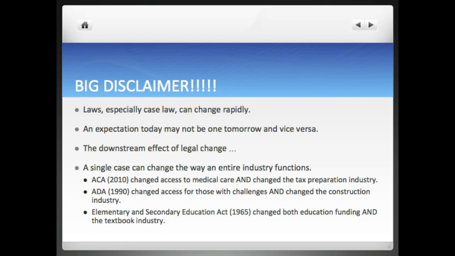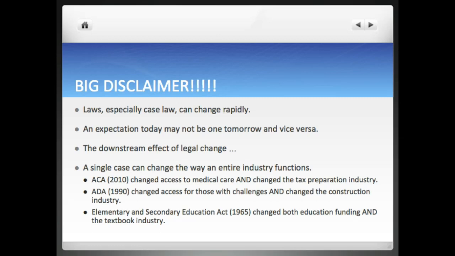By that, think about this. The Affordable Care Act, Obamacare, came in 2010, and it changed how Americans can access medical care. But it also changed the tax preparation industry, because if you've done your taxes since then, you have to provide information to show that you had medical coverage, because that was part of the law. The whole tax preparation systems that places like H&R Block and others had in place, they had to go into their software and make all kinds of changes to add in proof that you had coverage.